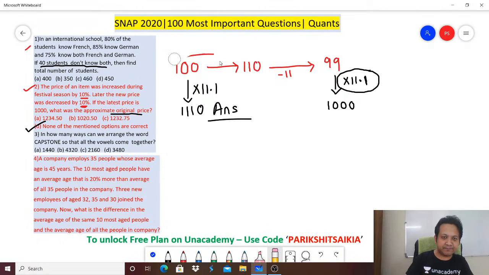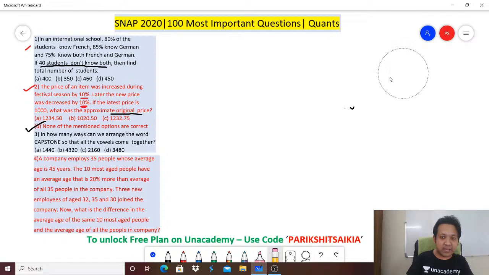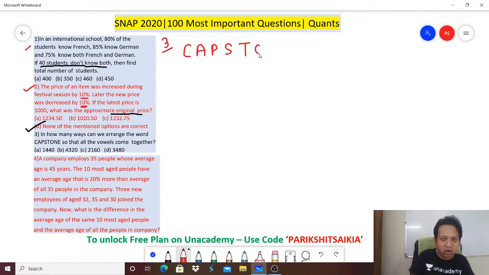Number 3. So see, the method is very important, okay? The way you are solving is very important because you need to be solving in the least possible time. In how many ways can we arrange the word CAPSTONE, C-A-P-S-T-O-N-E, so that all the vowels are together?